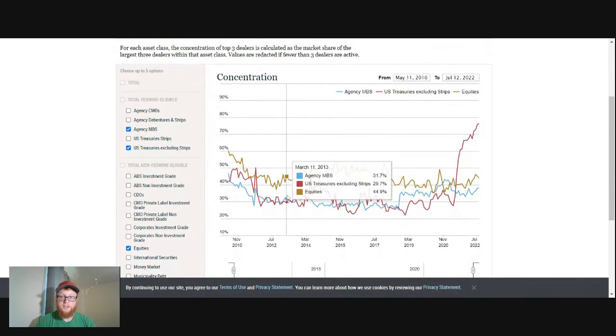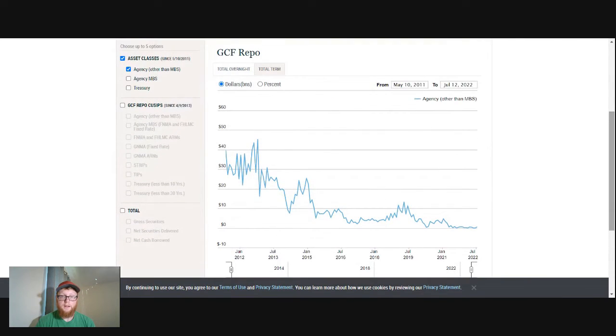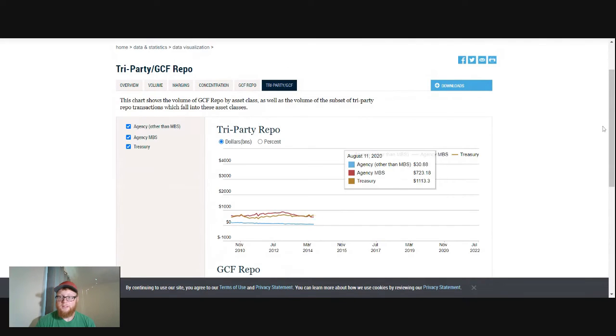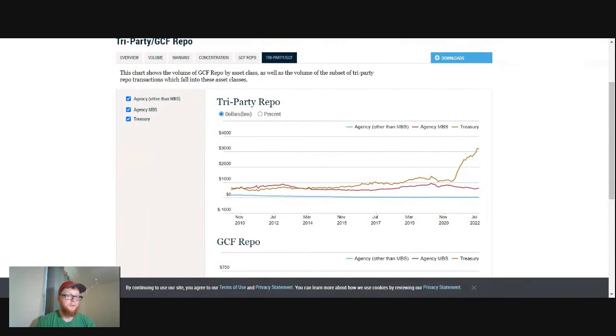Look at the different concentration of the asset classes, right? There's GCF repo, tri-party slash GCF. You can fully play around with this thing. With that being said, I highly recommend looking at it because I think it's pretty interesting. That's what I plan on doing, just playing around with it, trying to get more familiar with that sort of thing, probably even use some of the charts.